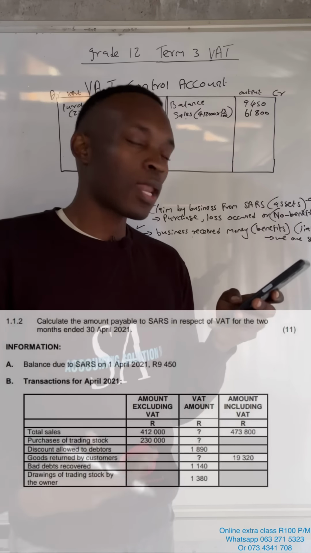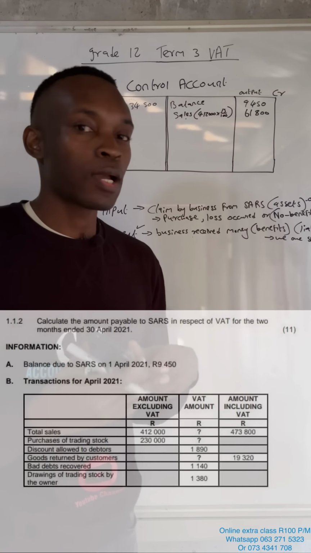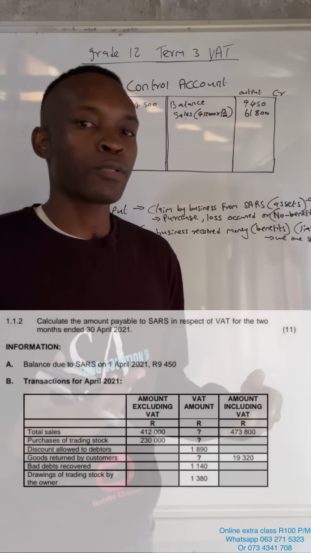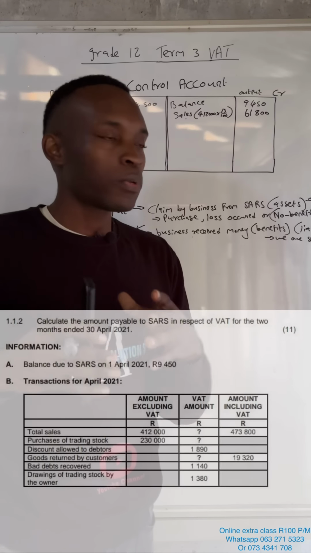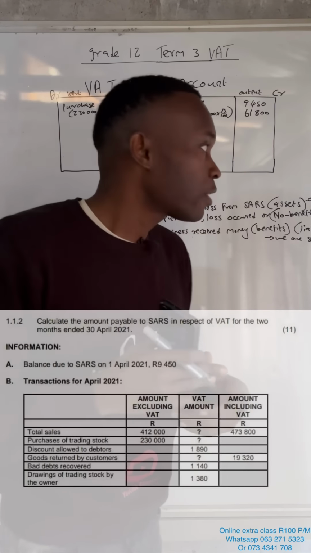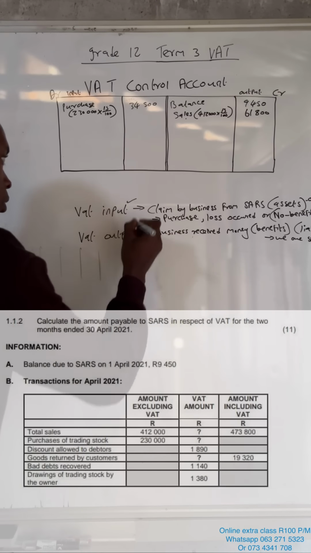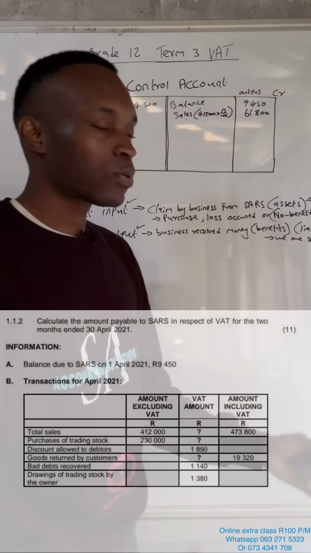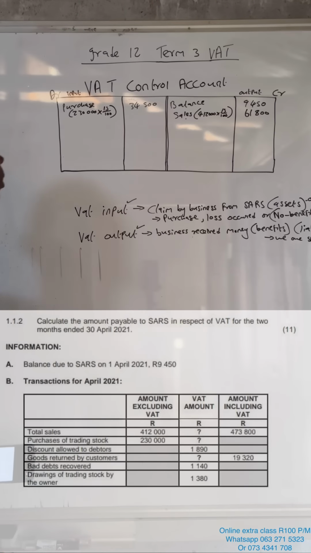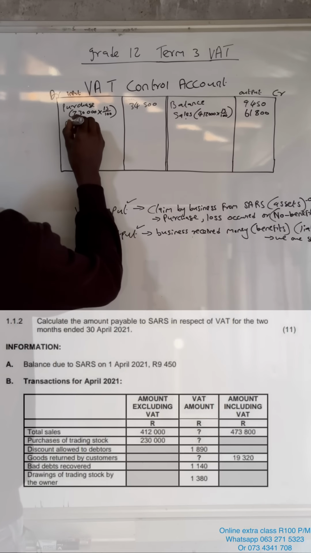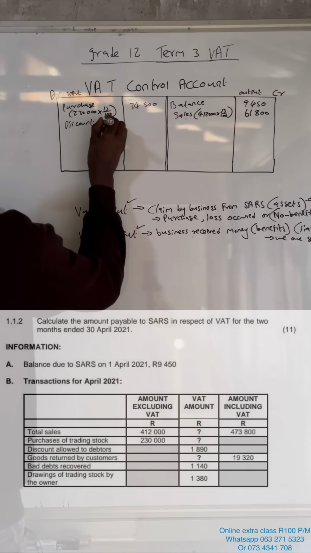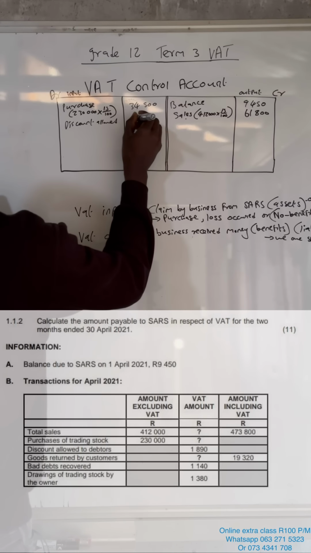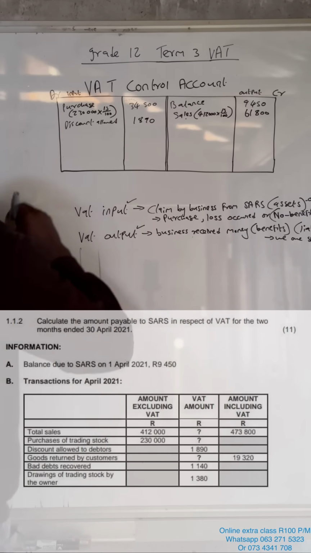Okay, then the next one, discount allowed to debtors. If they say the discount allowed to debtors, we give a discount to our debtors, which means that we didn't benefit because that discount amount, we didn't receive it. If there is no benefit, it's input. We didn't receive the money because we give discount. It's more like you are giving it away without getting anything. No benefit on that. Okay, so which means that it's input and VAT amount was given. Discount allowed is gonna be 1890.